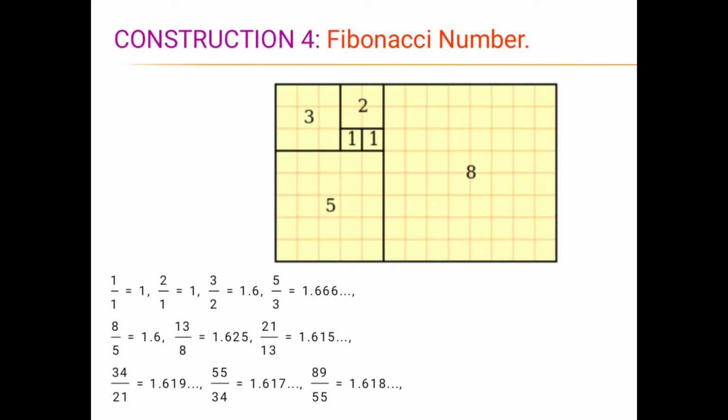What is the relation between Fibonacci numbers and the golden ratio? If you find the ratio of consecutive numbers in the Fibonacci series, then finally we reach the golden ratio value 1.618.